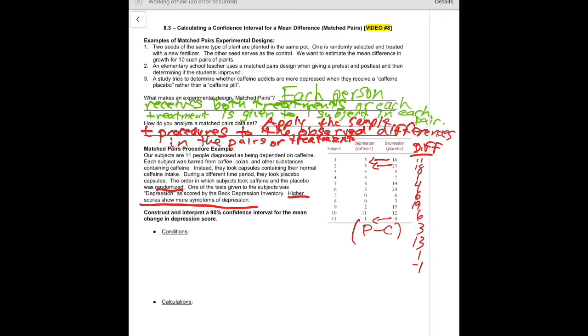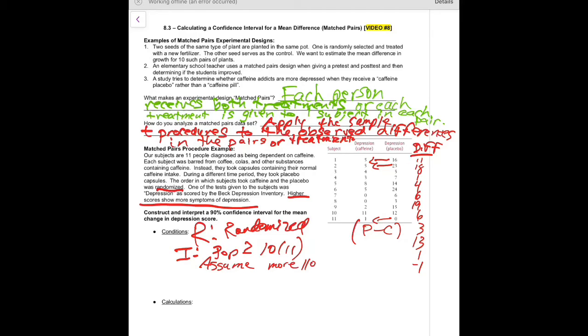All right, check your conditions. Number 1, random. Do you see the word random? Well, I already said it was randomized, right? So we met number 1. Number 2, independent. Is the population greater than or equal to 10 times your sample size? Well, in this case, my sample size is 11. We can assume that there's more than 110 people. So now we're going to go on to, so we're going to go to use our standard deviation of the population. And finally, is it normal?